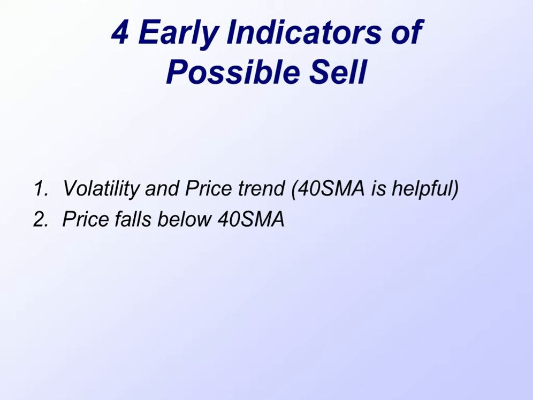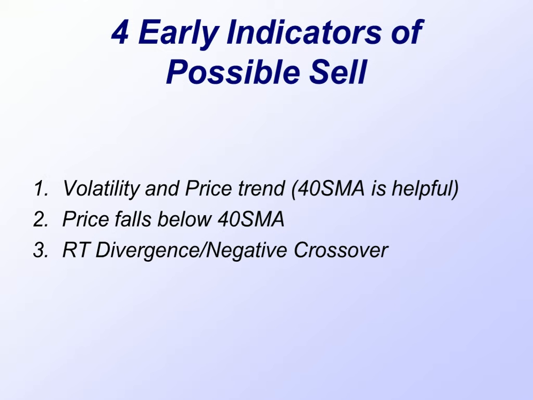Secondly, if the price falls below that 40-day simple moving average, a second warning signal. Third, if we see that RT is diverging from price action or has actually crossed from above to below 1. And finally, have you gotten a new sell recommendation on the stock since you bought it? So let's go back to our watch list and look for some of these early warning signals.